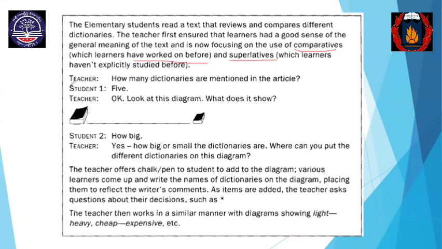So at the time, we can draw learner attention from the comparative form like this. This one is small and this one is big. So the teacher starts the question, how many dictionaries are mentioned in the article? The student says 5. So look at this diagram. What does it show? And the students say how big the dictionaries are. And the teacher says yes, how big or how small the dictionaries are, and where can you put the different dictionaries on this diagram.